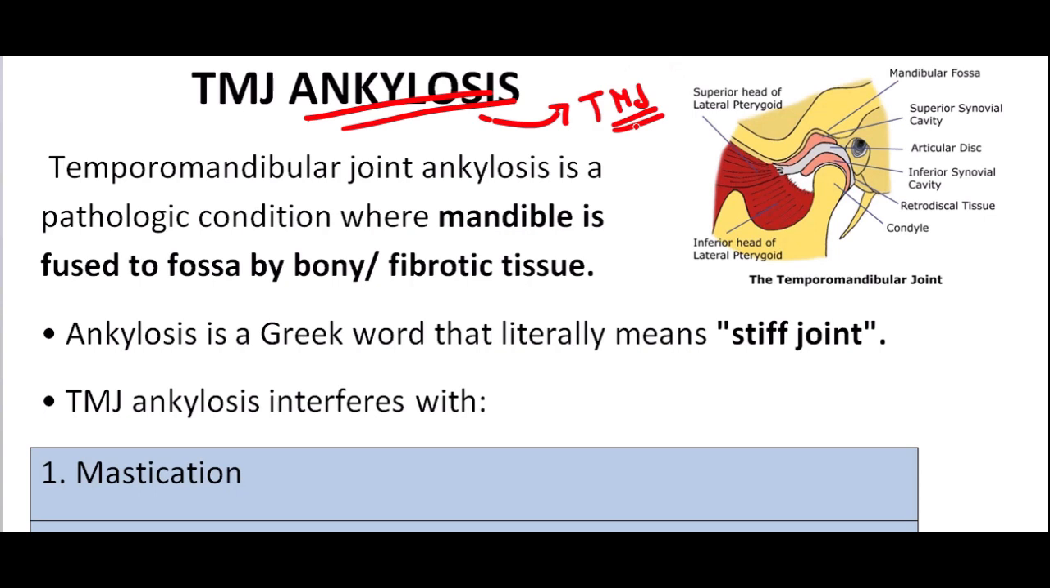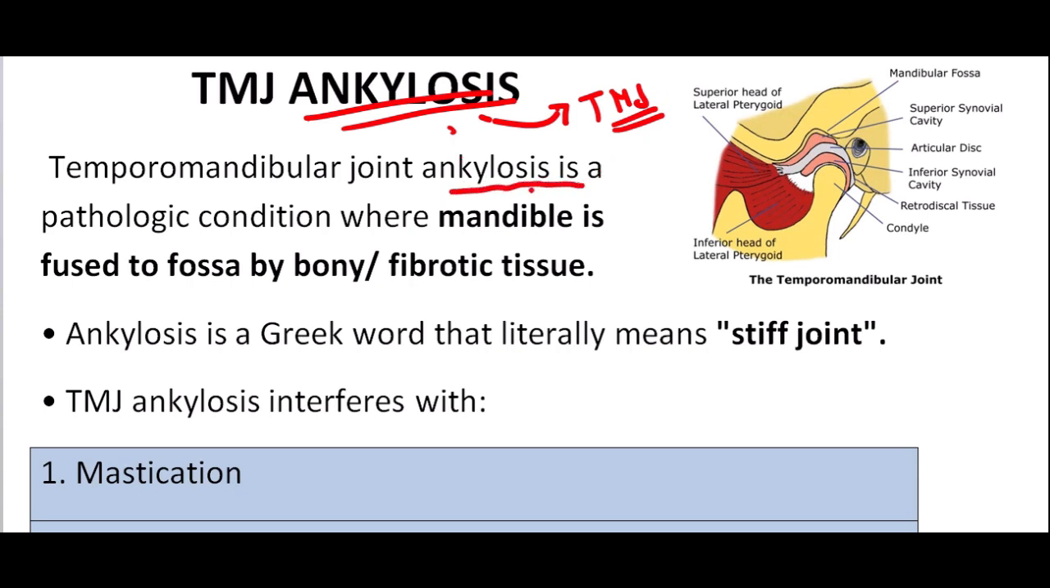So think of the TMJ like a hinge that helps us open and close our mouth smoothly. But sometimes, due to certain reasons, this joint can get stiff or even stop moving altogether. That is what we call ankylosis, a situation where our jaw does not work as it should. Ankylosis happens when something goes wrong with the joint.